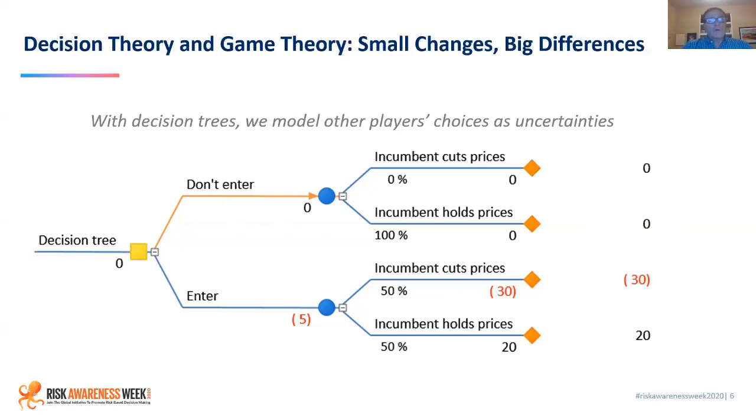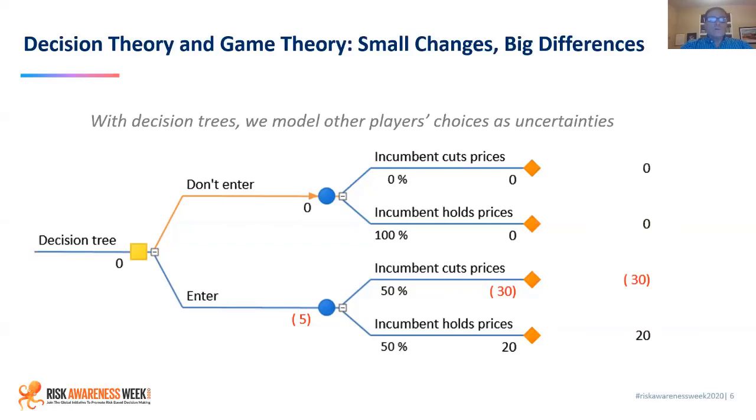In the top part, if the entrant does not enter, the incumbent would hold prices 100%, we believe. And that seems non-controversial, right? Because why would the incumbent cut prices when there's no competition?